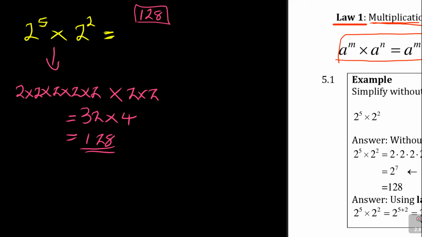So what are they saying with the laws? With the laws of exponents, you get that 2, you identify the base is the same, so you add the exponents, which is 5 plus 2. What is 5 plus 2? It is 2 to the power of 7.